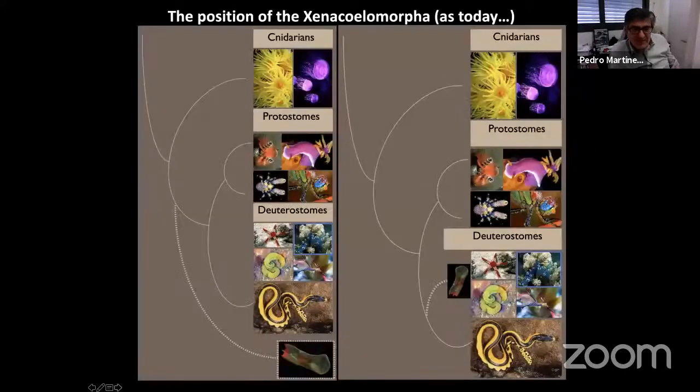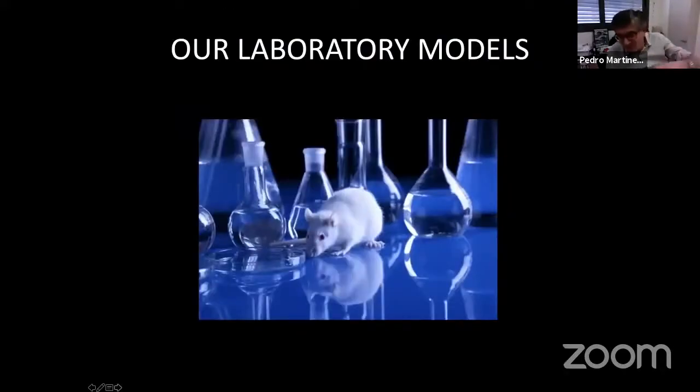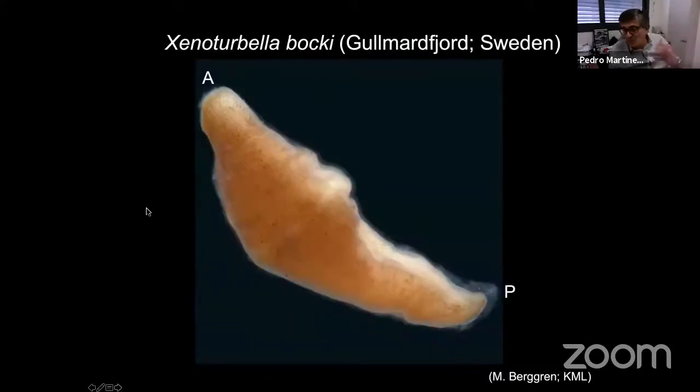So the model species that we are using in the laboratory, obviously there is not a mouse or Drosophila, we don't have those tools, but essentially are those ones. Within the Xenoturbellids, we are using this strange animal. It's more like a sock, a little bit of a boring animal, but interesting from the evolutionary point of view. This is Xenoturbella bocki, which is normally collected in Sweden in a fjord called Gullmarsfjord, the fjord in front of the Kristineberg Marine Station.